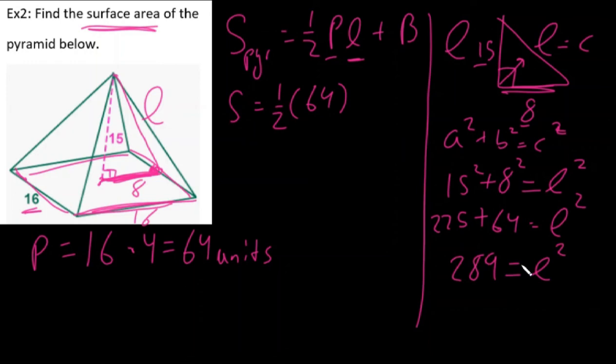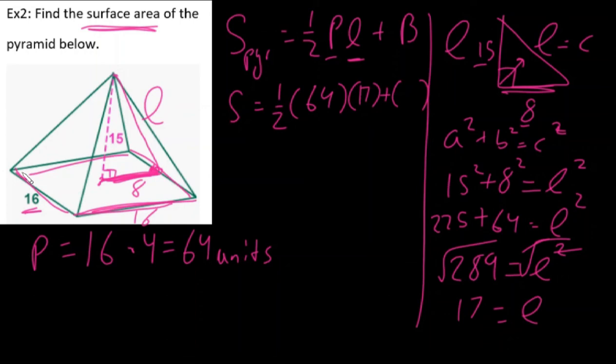In order to get the L by itself, we're going to have to take the square root. Now, of course, what I do to the right, I have to do to the left, and those cancel, and we're left with this. The square root of 289 will, of course, give us 17. Well, now that I know my slant height, 17, I can go back in here, plug that in, plus, and the very final thing that I need is the area of the base.